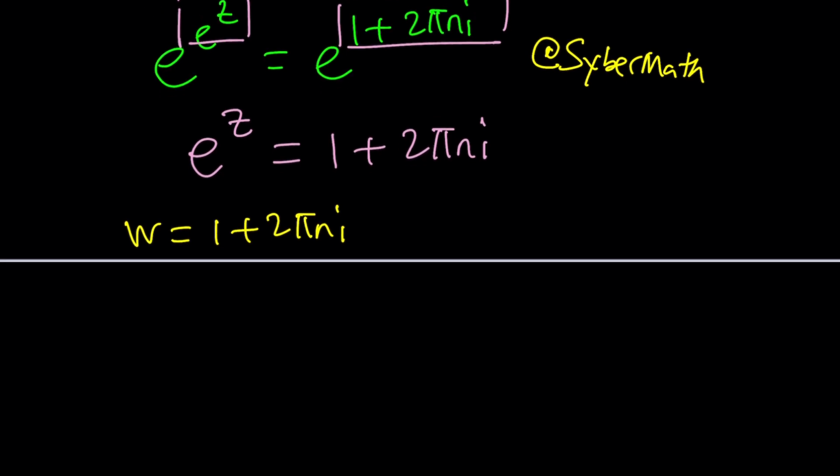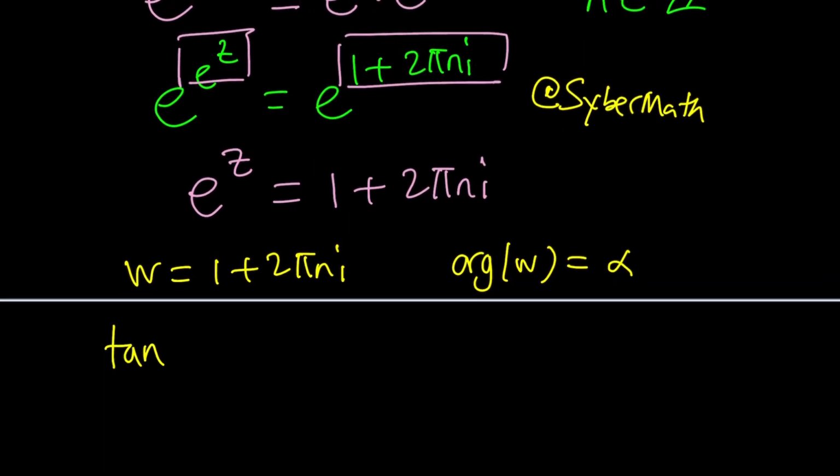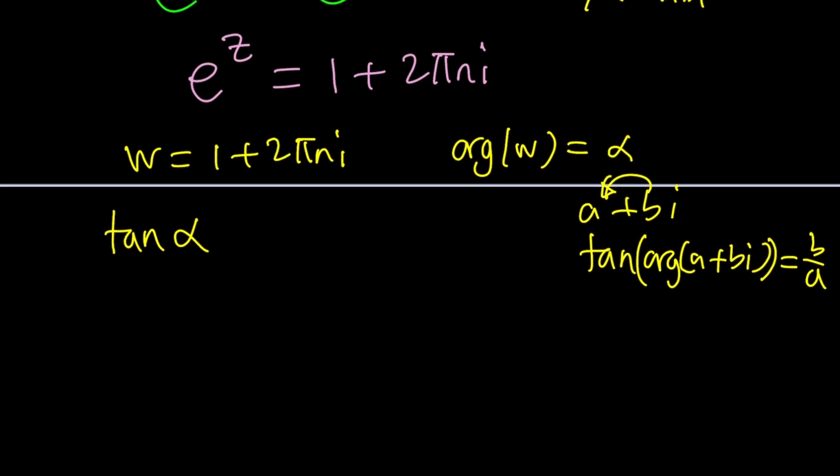W is equal to this. Now let's go ahead and set the argument of w equal to alpha, which means that tangent alpha is, remember, if you have a plus bi, tangent of the argument of a plus bi is b over a. Why? Because if you graph it in the complex plane, you're going to know what I'm talking about. But that's what it is. So tangent alpha is 2 pi n. Don't include the i because it's not part of the formula.